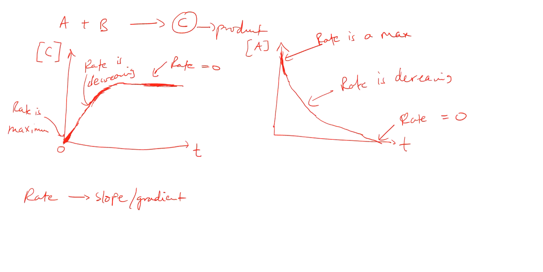At time t equals 0, the concentration of A is at its maximum, therefore the rate is going to be highest in this region here. As fast as we use up A, the concentration of A is decreasing, therefore the rate is going to decrease. And then eventually when we use up all of A, the rate is going to be 0, right?